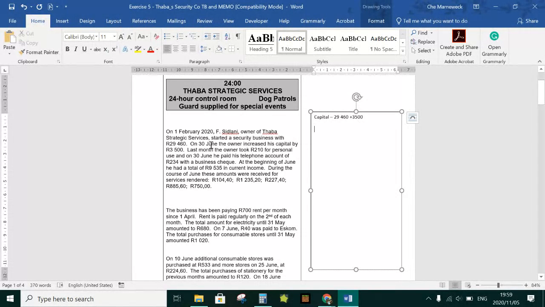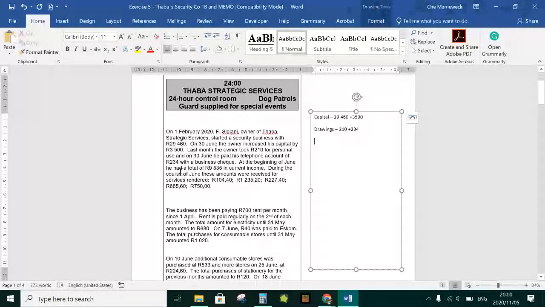Then we see on the 30th of June, the owner took 210 Rand for personal use. What do we call personal use in accounting? Hopefully you know that's drawings. So he took 210. And it says, on the 30th of June, he paid his telephone account 234 with a business cheque. So he's paying his own personal telephone account. That is drawings.